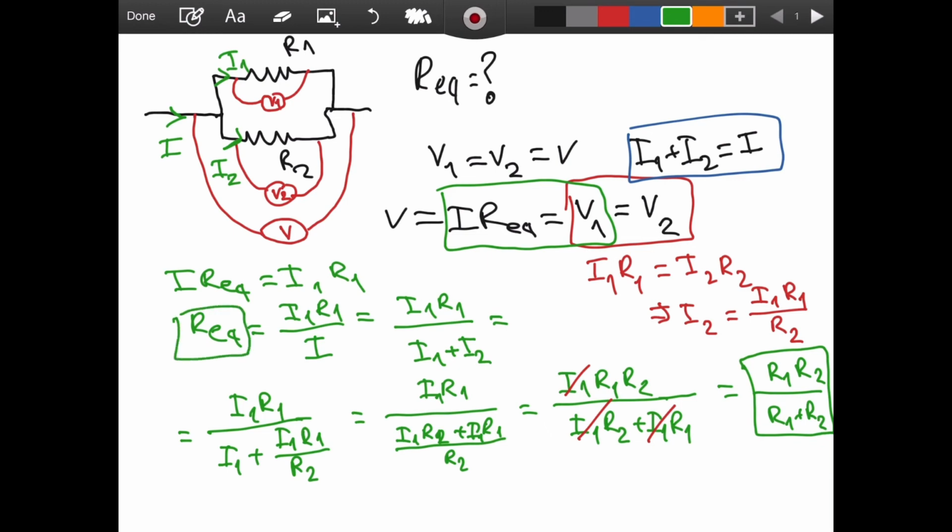So we have derived an expression for the equivalent resistance of two resistors in parallel. Let's say we want to find the equivalent resistance of two resistors in parallel. All we do is we multiply their resistance values and we divide it by the sum of their resistance values.